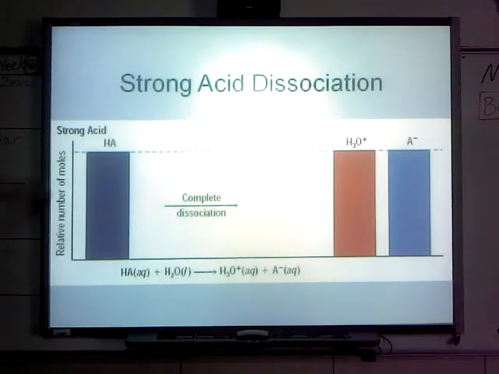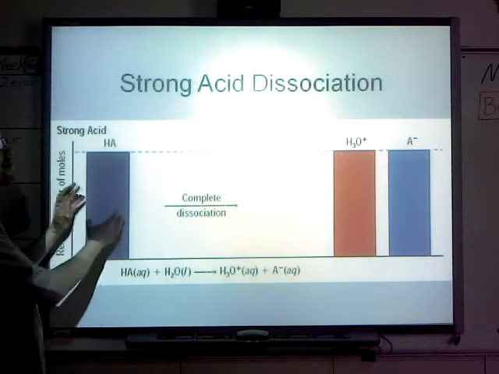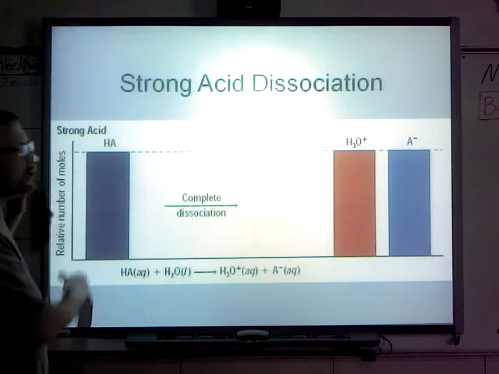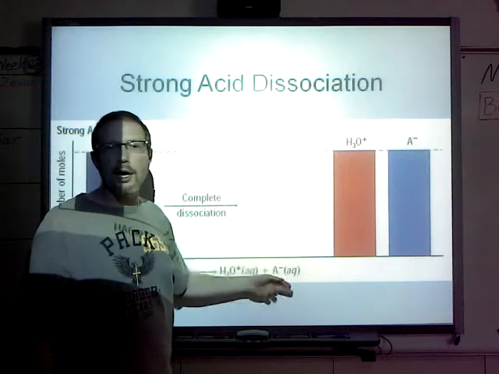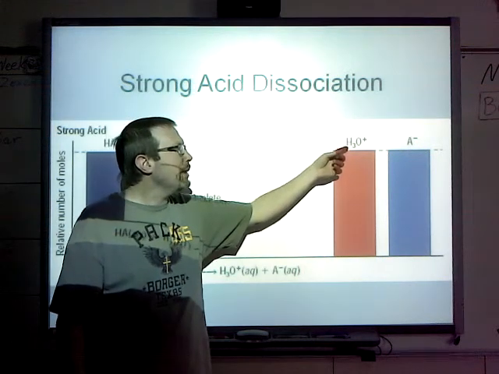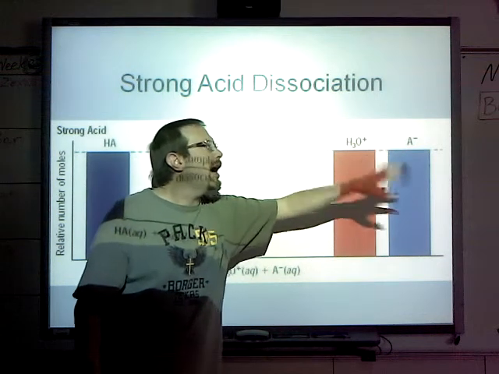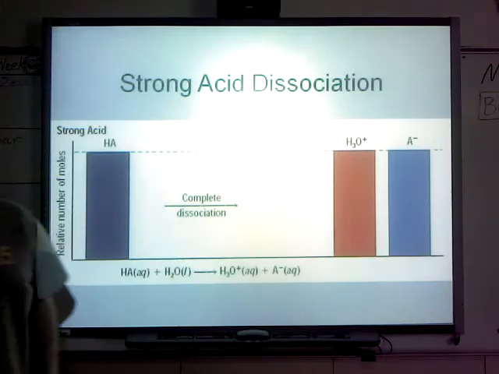You see here with your strong acid or your strong base, it completely dissociates. If this purple represents the molecule before you put it in water, when you get over here, the purple's all gone and it's all been split up, and you've got lots of hydronium ions and lots of those negative ions coming off of that acid.